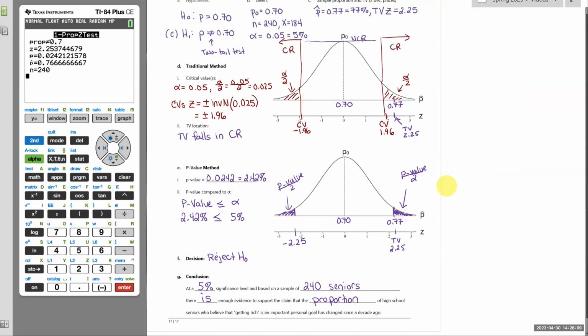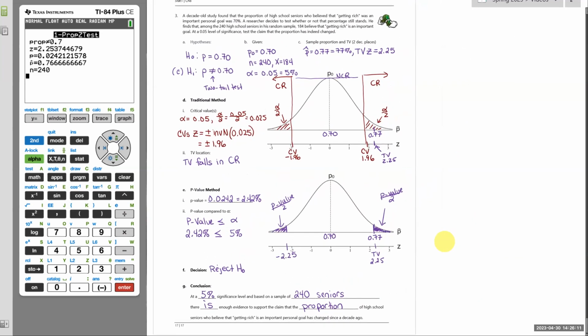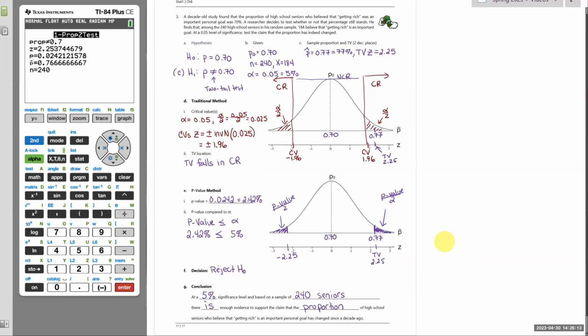All right, and there you go. There is an example of a two-tailed test of a population proportion.